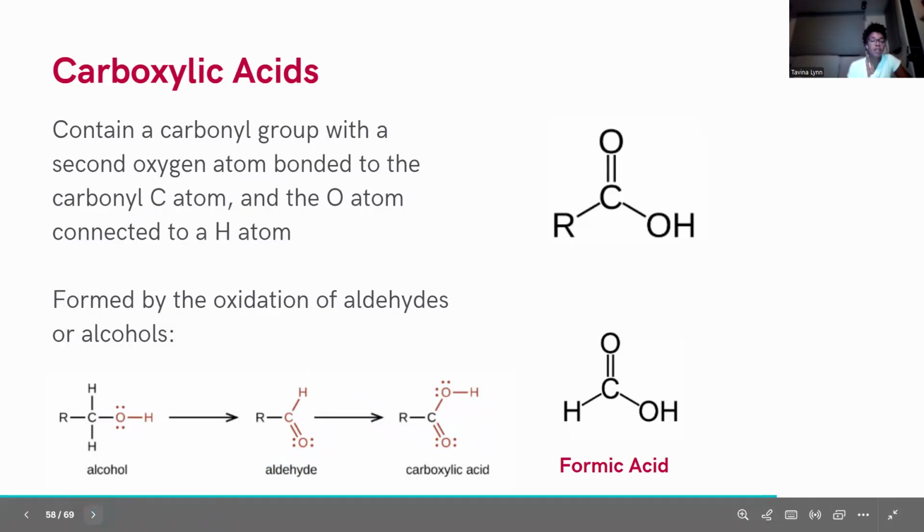So formic acid is the simplest example of a carboxylic acid that we know of. We have this carboxylic acid group, and then the carbon is connected to hydrogen. Formic acid is the reason that red ants can bite you and it has this stinging sensation.